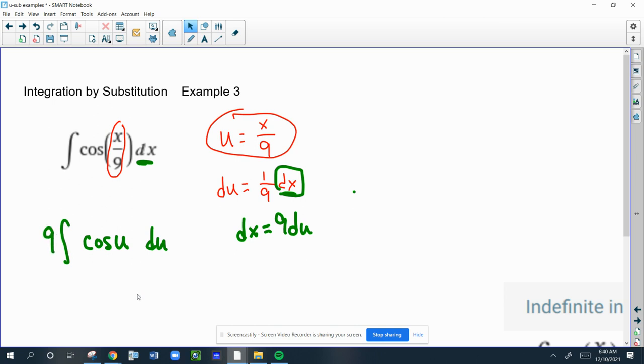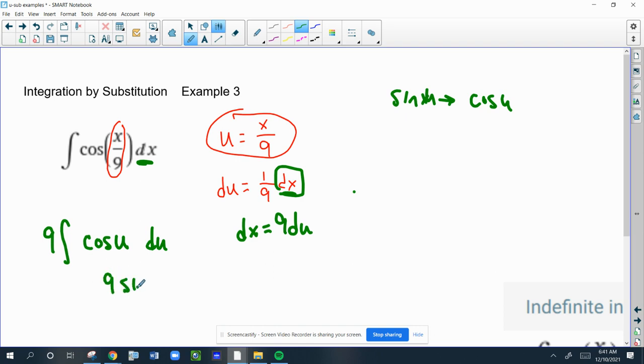There you go. So cosine of u, we know that the derivative of sine is cosine. So the integral of cosine is sine. So that's it. We have 9 sine of u plus c, but we have to resubstitute our u back in, and that's it. I'm pretty confident here that was pretty easy.